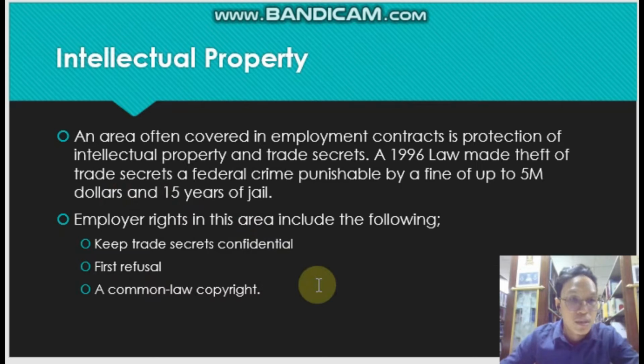So the next one is intellectual property. An area often covered in employment contracts is protection of intellectual property and trade secrets. Employers have rights in this area, including these three: keep trade secrets confidential, first refusal, and common law copyright.